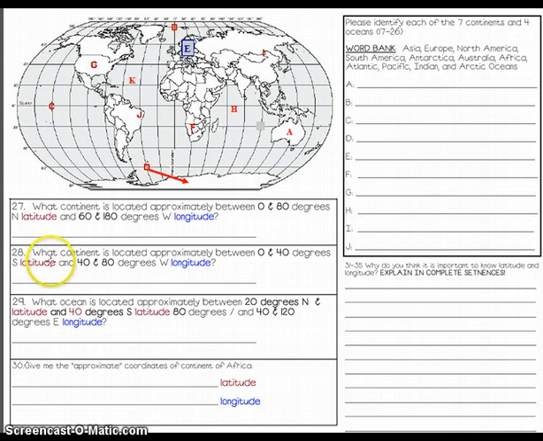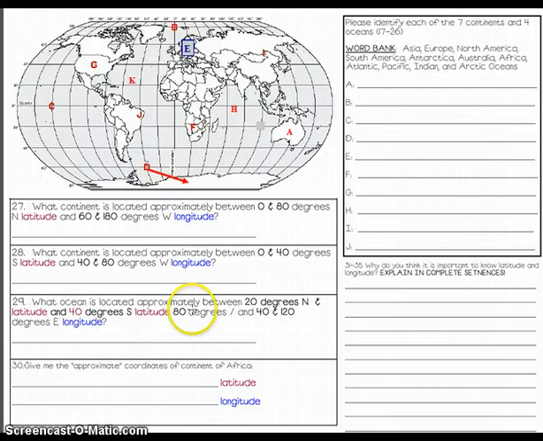Number 28. What continent is located approximately between 0 and 40 degrees south latitude and 40 and 80 degrees west longitude? Use your words in the word bank to put what continent it is. Pause and mark your answer.